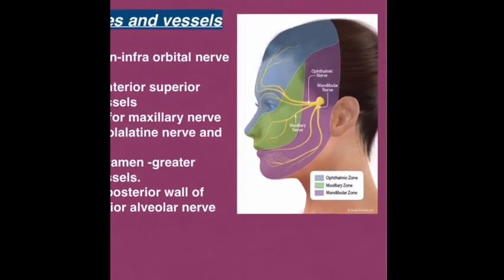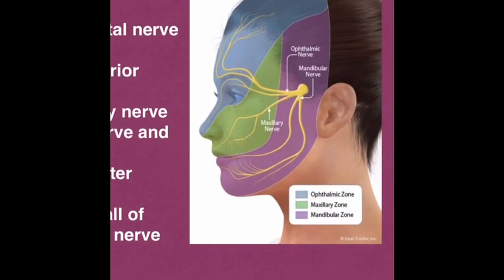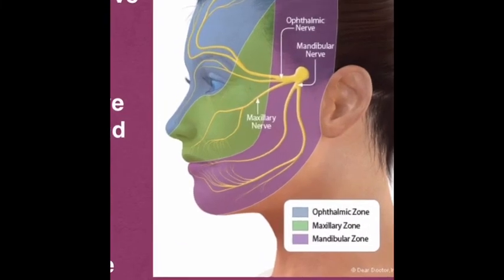بالنسبة هنا لهاي الصورة طبعا عندنا الأوبثالمك زون والماكسيلاري زون اللي هو موضوعنا الأساسي اللي نحكي عنه، والماندبل زون. حكينا عن الماندبلر نيرف، وهاي تفرعات هنا لما توصل، بس احنا عندنا أهم شيء نحكي عن الماكسيلاري نيرف. وعرفنا إنه الماكسيلاري نيرف هو تفرع branch.